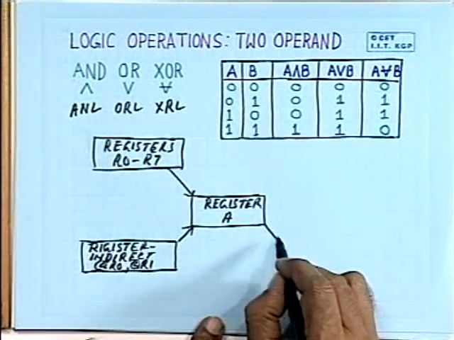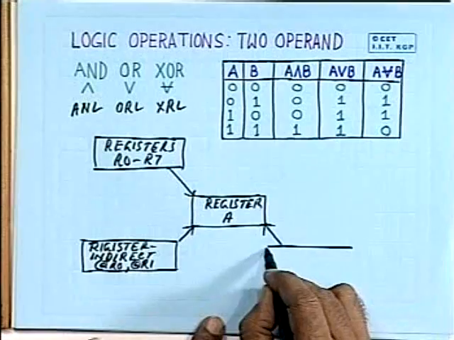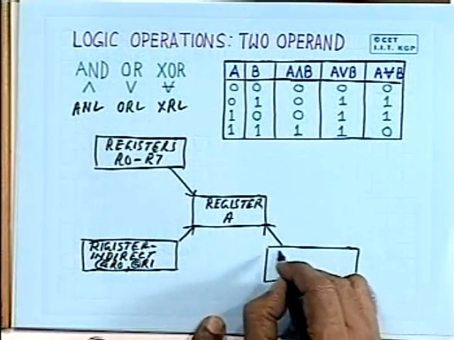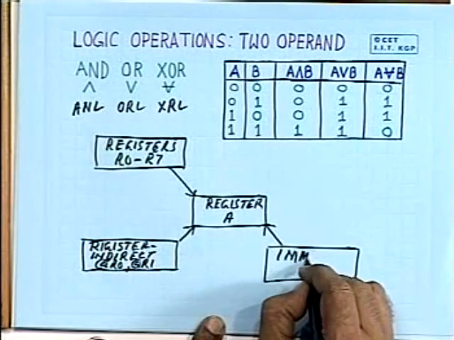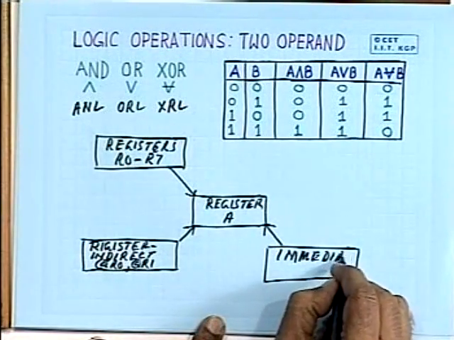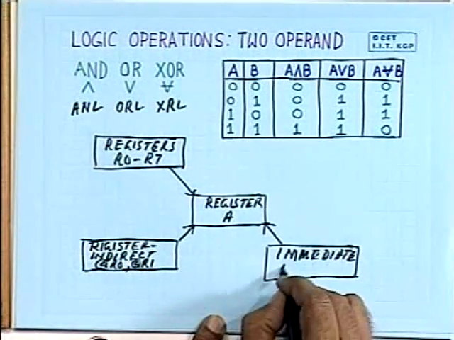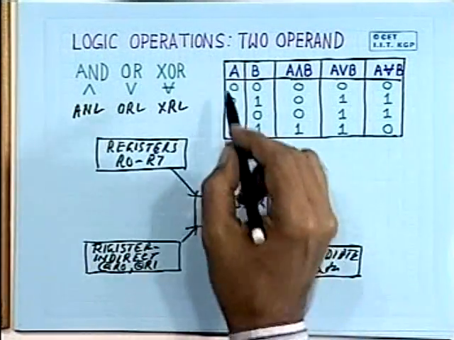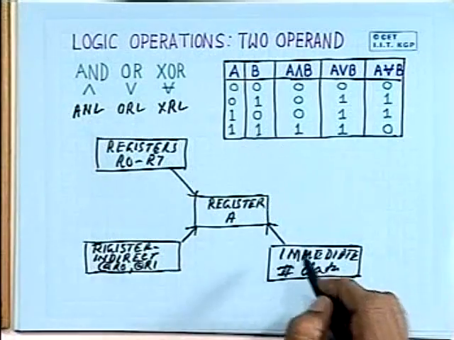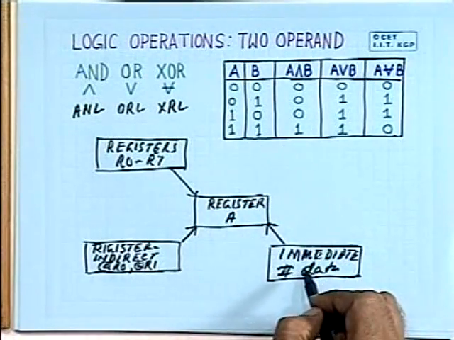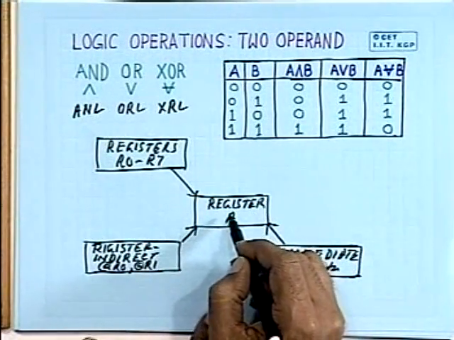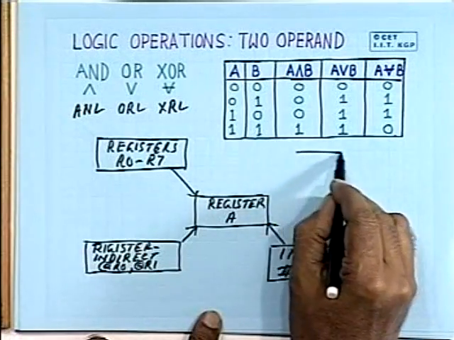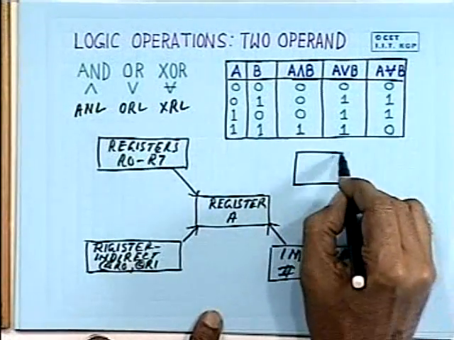Similarly, it can be immediate data, that means immediate data, and the operation AND, OR, or exclusive OR between the accumulator and immediate data is performed and the result is stored in the accumulator, or it can be on some direct data.